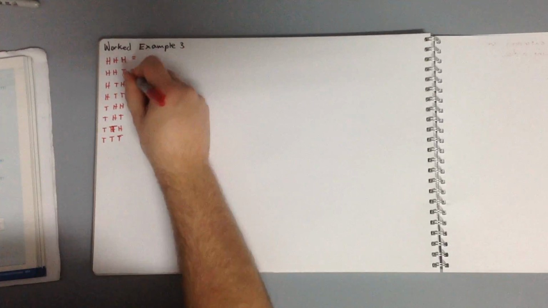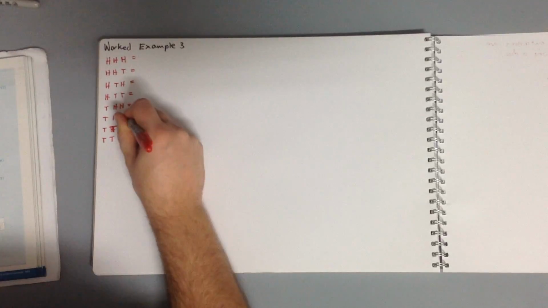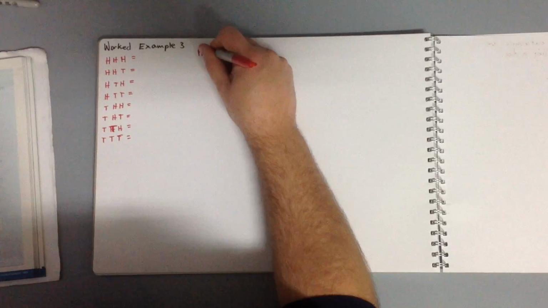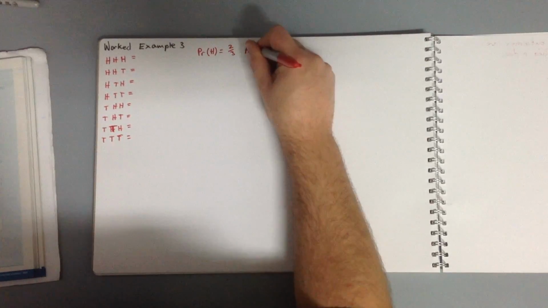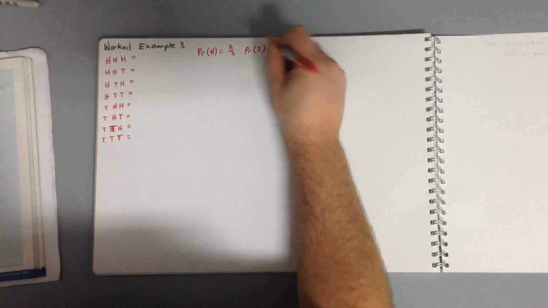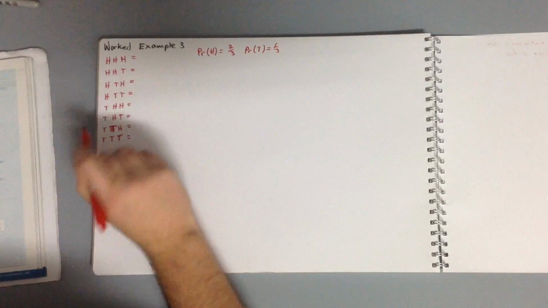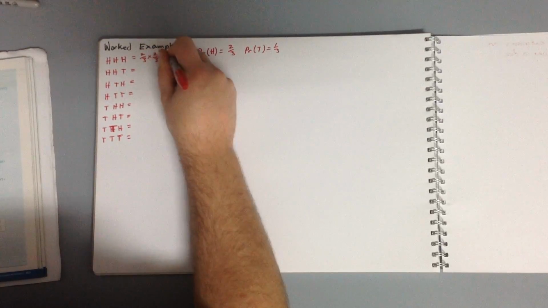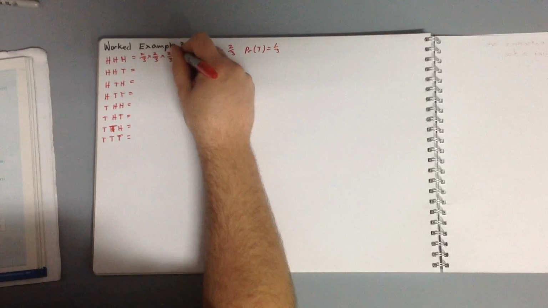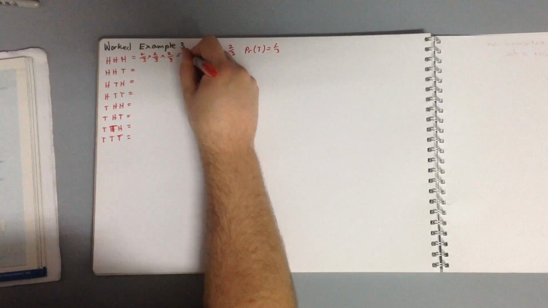Okay, those are the options. Now we're going to work out the probability of each one of these occurring. Our head is twice as likely to come up as our tail. That means the probability of getting a head is going to be 2 on 3, while the probability of getting a tail is going to be 1 on 3. So the probability of getting 3 heads is going to be 2 on 3 by 2 on 3 by 2 on 3, which equals 8 on 27.